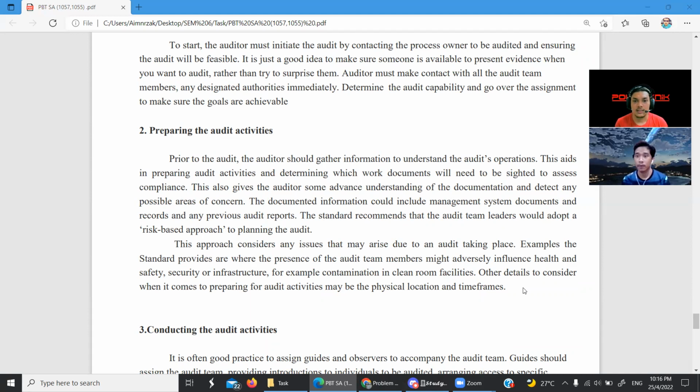The standard recommends that the audit team leader adopt a risk-based approach to planning the audit. This approach considers any issues that may arise due to an audit taking place. For example, the standard provides where the presence of audit team members might adversely influence health and safety, or the security of infrastructure, for example, contamination in clean room facilities. Other details to consider when preparing for audit activities may be the physical location and time frames.